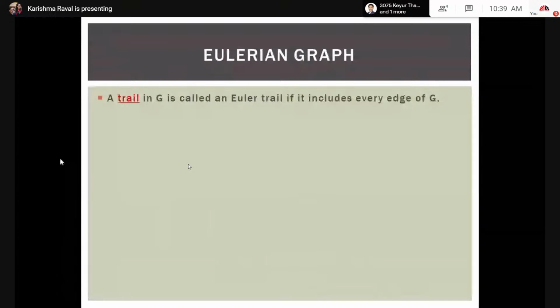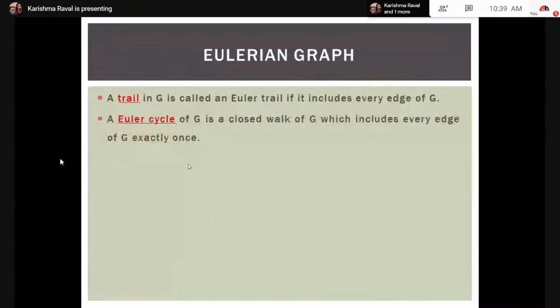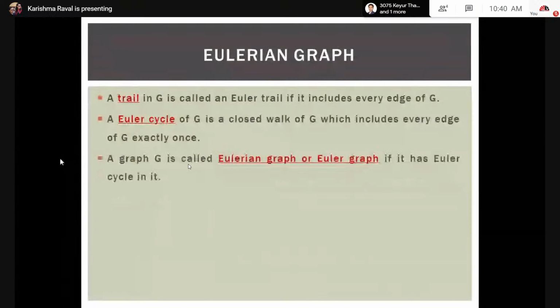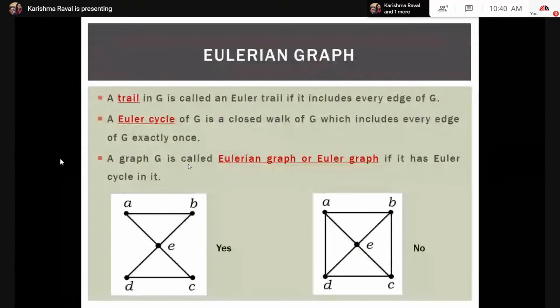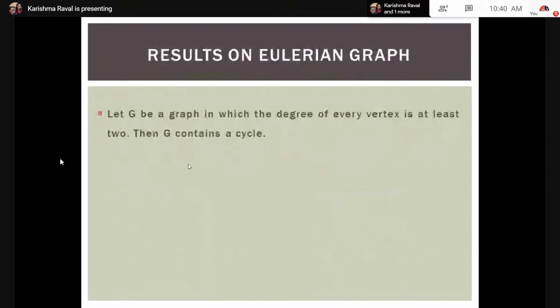This was all about finding the shortest path. Now coming to the Eulerian graph, a trail in G is called a Euler trail if it includes every edge of G. A Euler cycle of G is a closed walk of G which includes every edge. We have to check whether it is Eulerian or not. On the left hand side, the graph is Eulerian because we can find a cycle in which we can cover all the edges. But on the right, we cannot cover all the edges. We have to repeat some. So it is not an Eulerian graph.